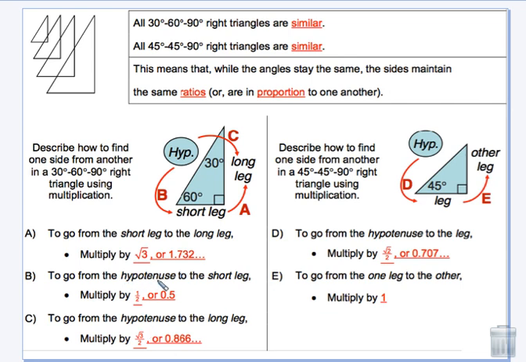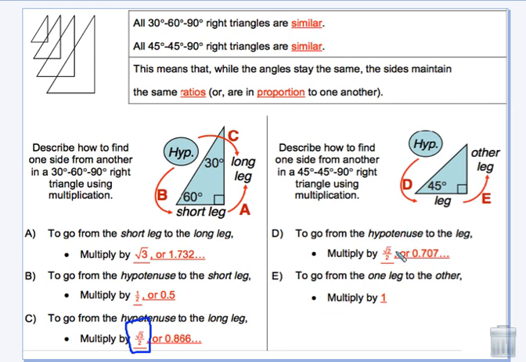If you know the hypotenuse and you're looking for the short leg, you multiply by 1/2. If you know the hypotenuse and you are trying to find the long leg, you're going to end up multiplying by square root of 3 divided by 2. Okay, and then for the 45, 45, 90 triangle, if you know the hypotenuse, you can multiply by the square root of 2 divided by 2. Or if you know the leg, you multiply by 1, or just one leg is the same as the other leg.